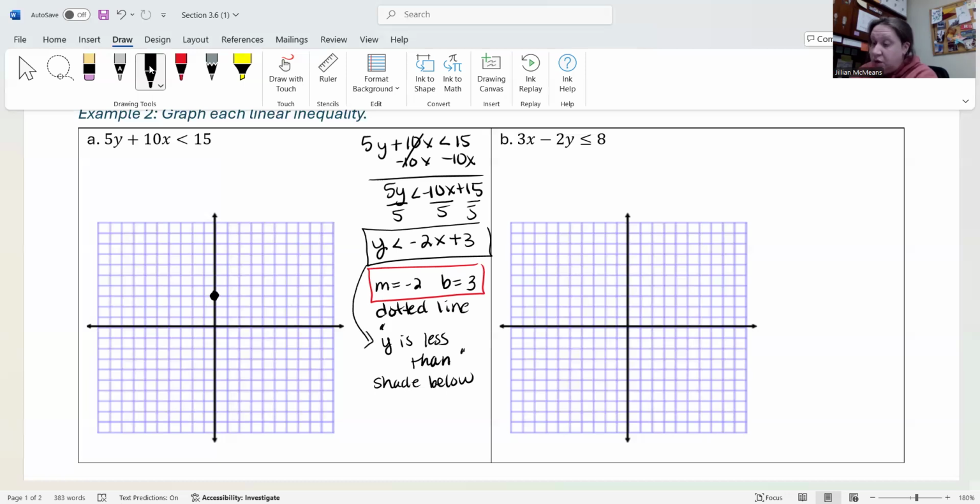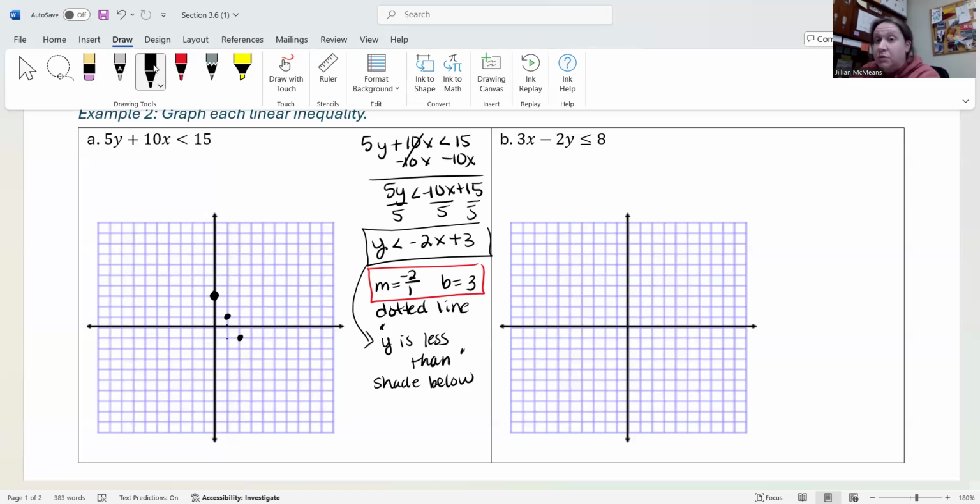Now, my slope is negative 2, but we always like to have our slope in fraction form, so I could think of that as negative 2 over 1. So from my y-intercept, I could drop down 1, 2, and then go to the right 1. I could do that again. I could go down 1, 2 to the left or to the right 1.